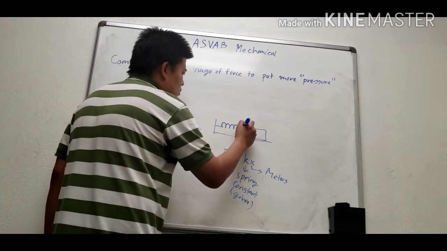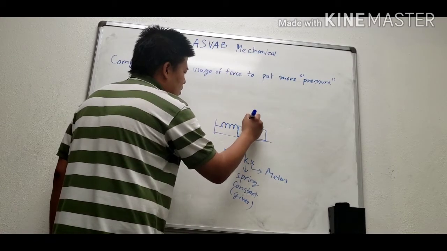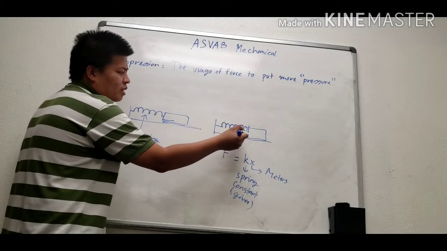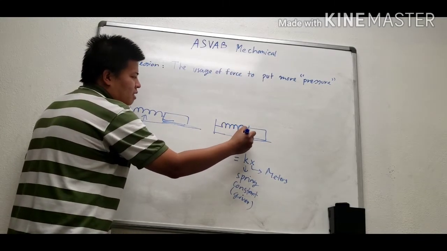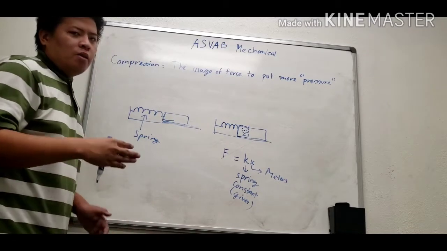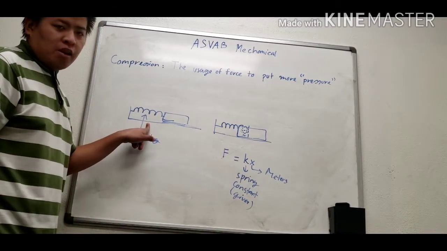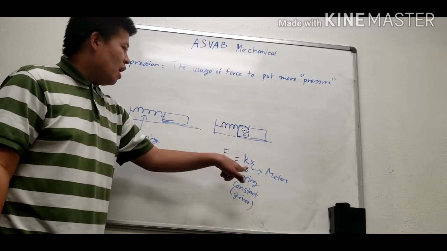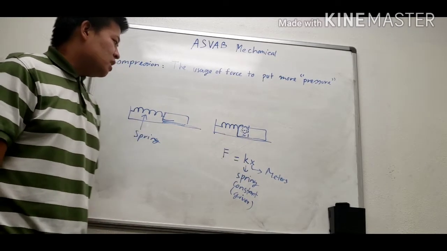For example, the normal spring is about in here. So after we press, the distance in here is about S. S is about the difference between the normal state of the spring and the new location of the spring. So that we have the formula K multiplied with S.